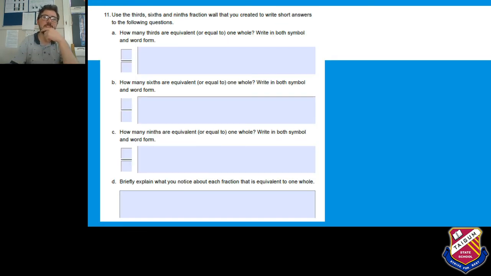Using the thirds, sixths, and ninths wall that you have created, write short answers to the following questions. A. How many thirds are equal to 1 whole? Write in both symbol form and word form.